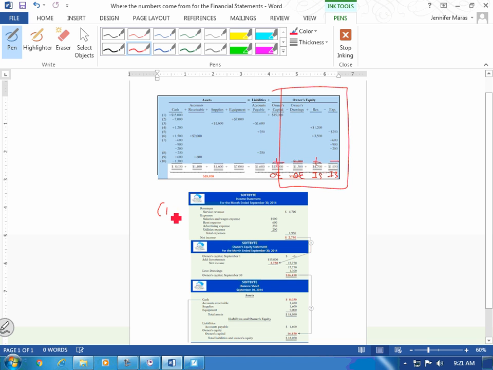We do the income statement first. Then we build the owner's equity statement. Finally, we build the balance sheet. And those numbers kind of fall through until they finally land on that balance sheet as a forced math number.